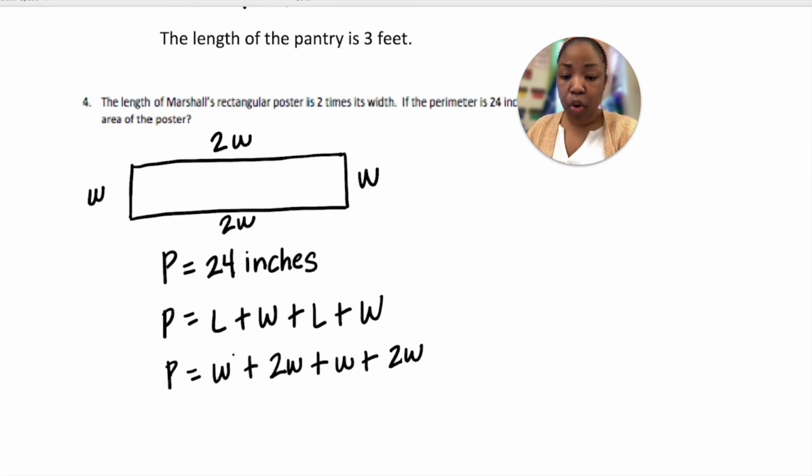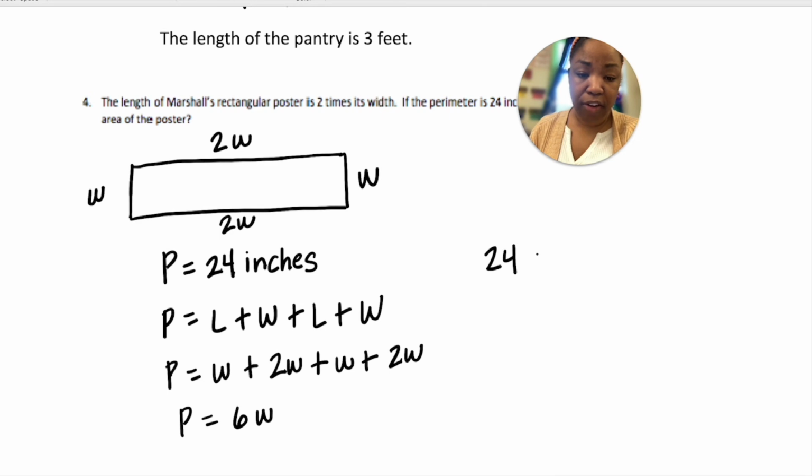So we have 1W, 2 W's, so that's 3 W's, plus another is 4 W's, plus another is 6 W's. Right? We have 2, 4, 5, 6. So P equals 6 W's. They tell us that the P is 24. So instead of writing P, I'm going to write 24. And that equals 6 W's.